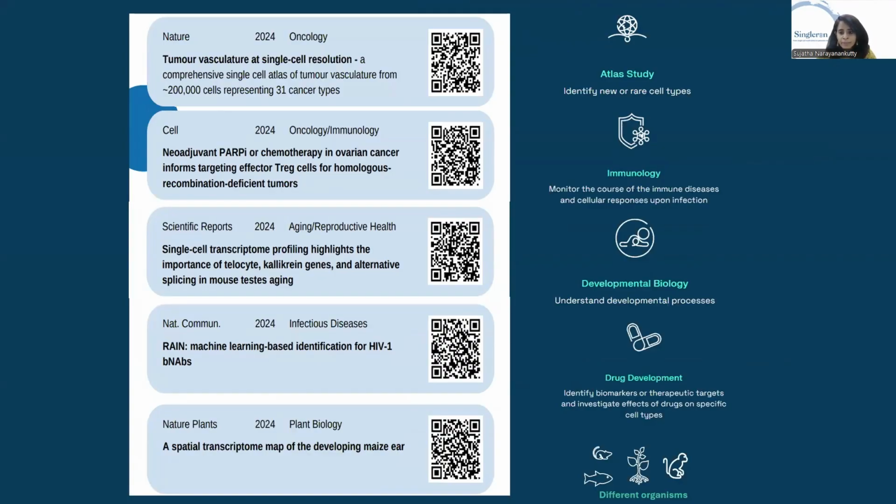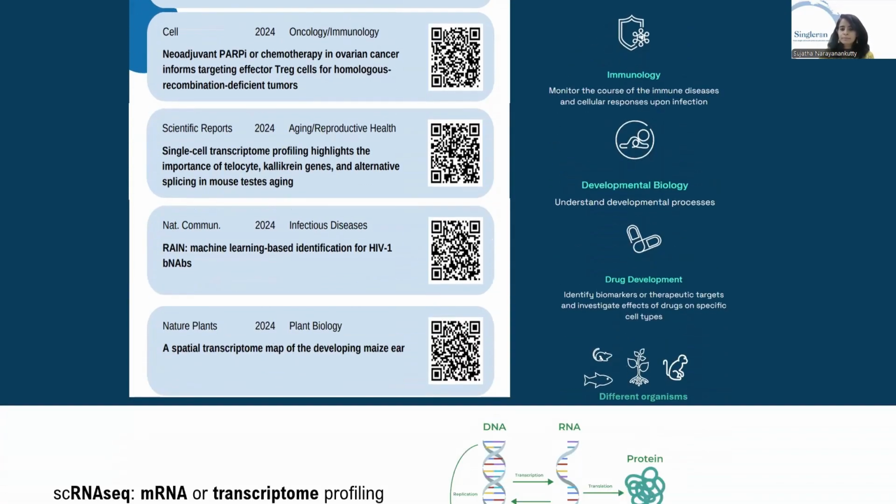In the field of developmental biology, understanding developmental processes, what are the different stages cells go through. Then in any kind of drug development, you need to identify biomarkers and then targets, and then investigate the effects of these drugs on different cell types. And finally, it's not restricted to human or say mouse model work. Single cell is applied to all different kinds of organisms, zebrafish, plants, etc.